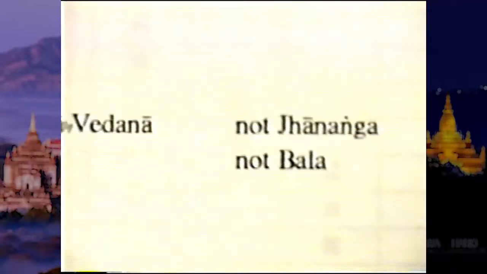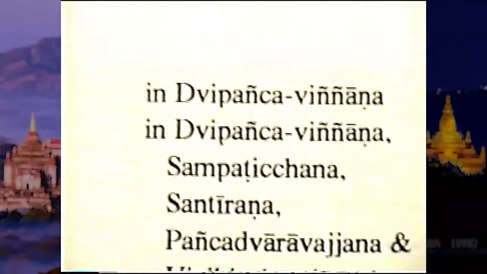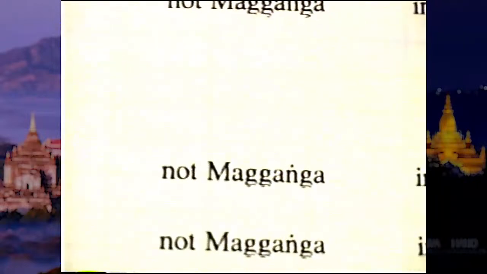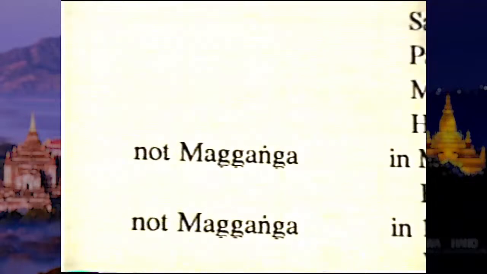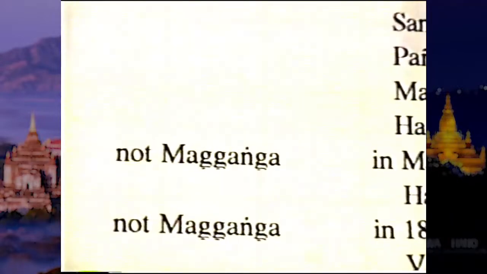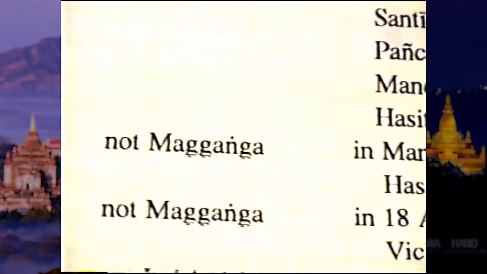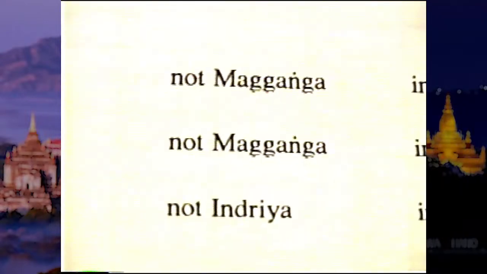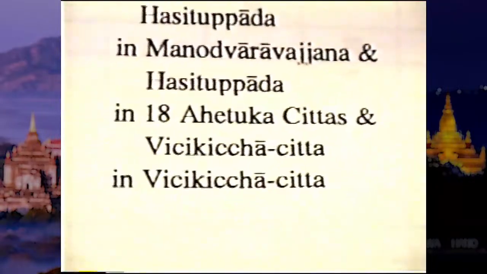So let us go back. Jhanaṅgas are not found in dvipancavinnana, right? So no jhanaṅgas in dvipancavinnana. And no balas in those without viriya, right? And no maggangga in ahetuka cittas. And no maggangga, indriya, and bala in vicikiccha citta, right? So the chart gives you the details. Now look at the chart.